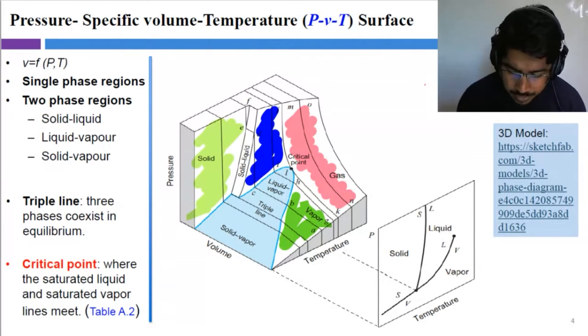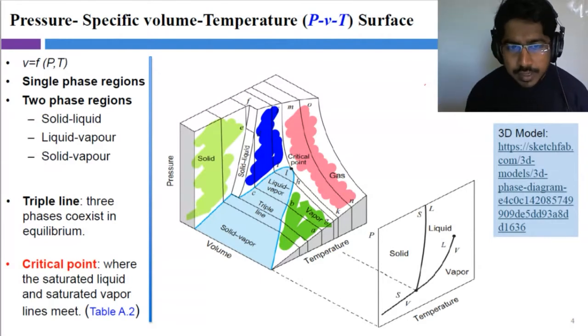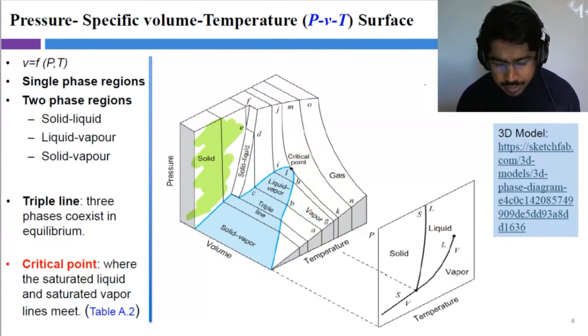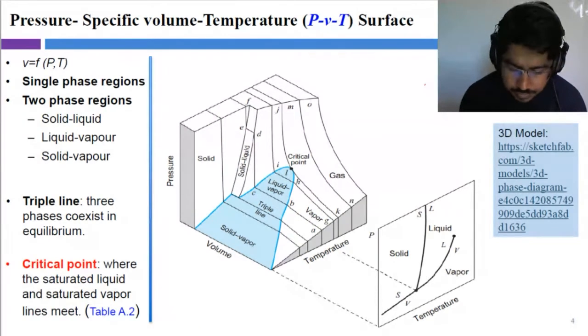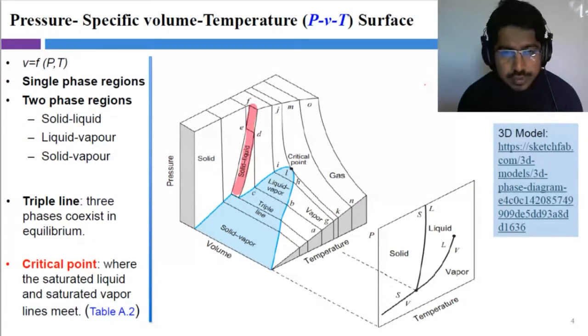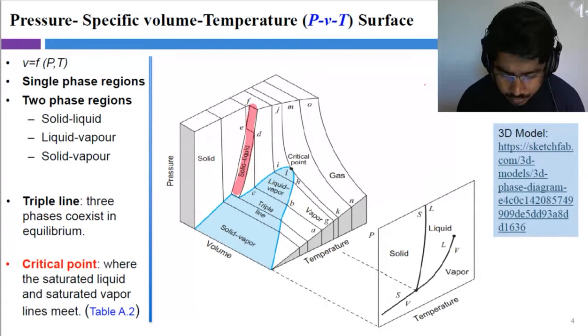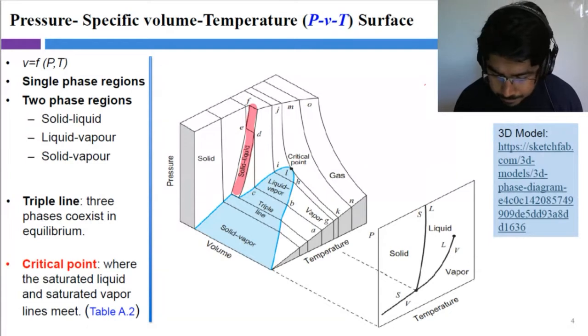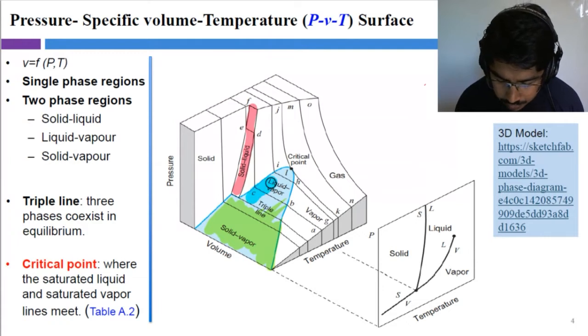Okay, I see none. And I believe now you are clear with the single phase regions that we see on this PVT surface. In addition to this, we have two phase regions. So what are two phase regions here? Solid liquid phase, that is here. And then we have solid, I'll use another color, solid vapor region here, right? And we have liquid vapor region here.